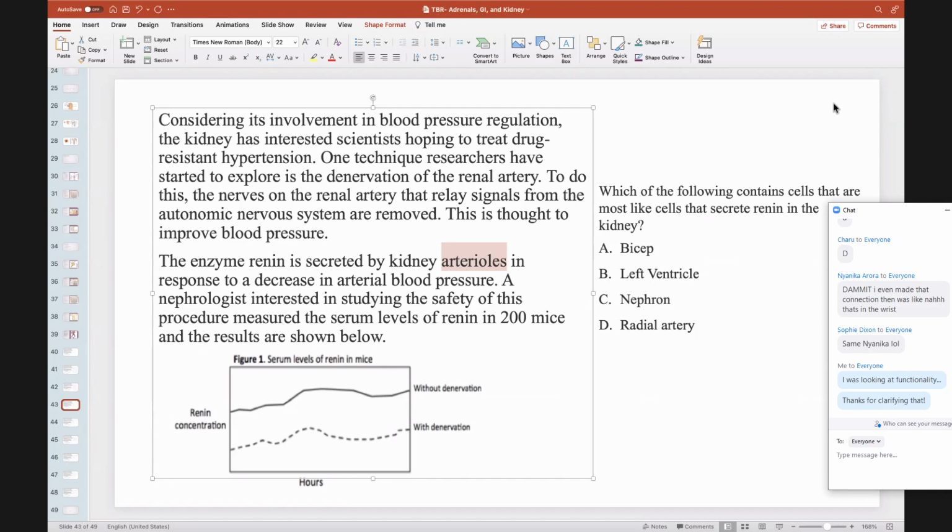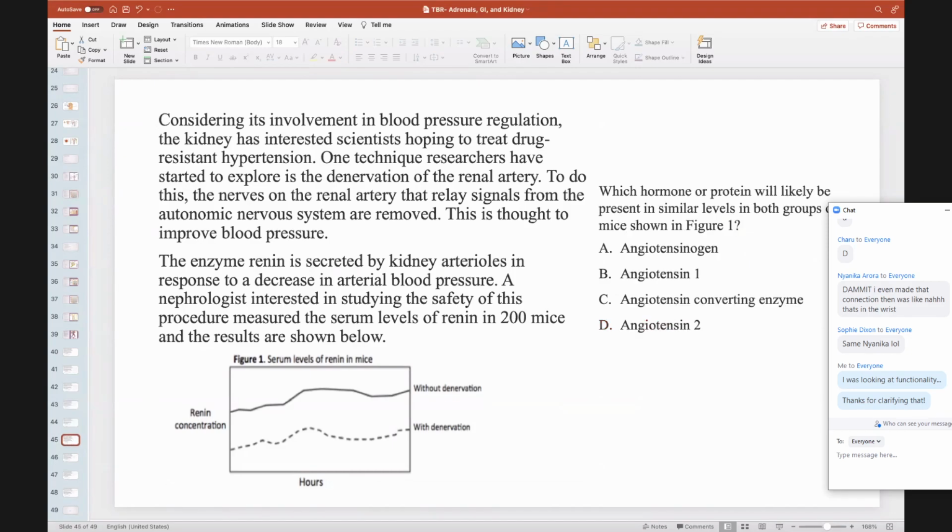So you're thinking of proximal versus distal. Distal is far from the heart. Proximal is next to the heart. For this one, a lot of people like to choose C because they think kidney arteriole versus nephron, when they don't compare arteriole versus artery. They get caught up in that jargon.